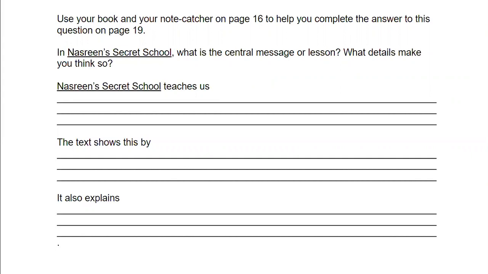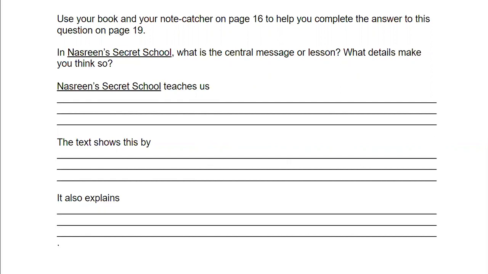Okay, so here's the question again. In Nazarene Secret School, what is the central message or lesson and what details make you think so? So here, how many sentences did I say we needed to have at least? 3. How many sentence starters did I give you? 3. So Nazarene Secret School teaches us, and then what does it teach us? Okay, that's a way to start that sentence rather than just copying down what you have in your book, right?